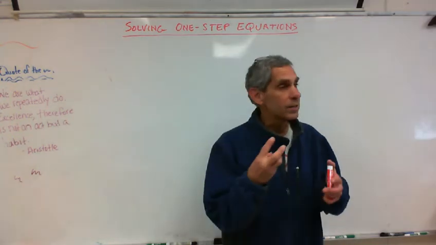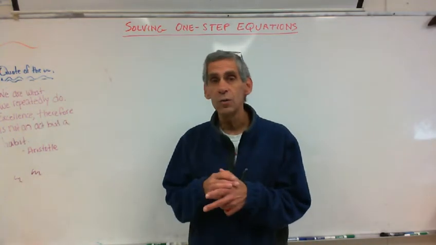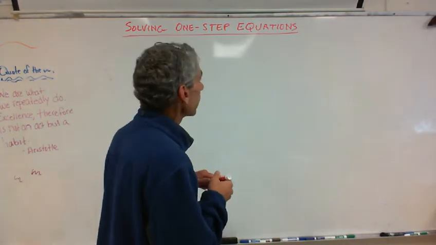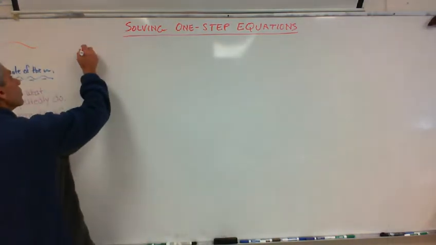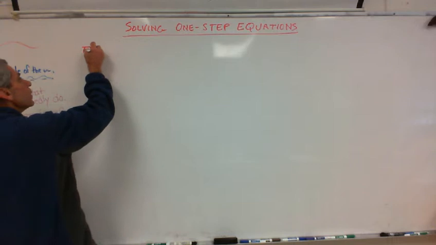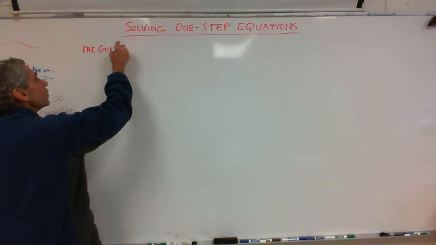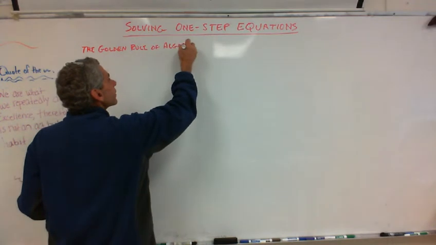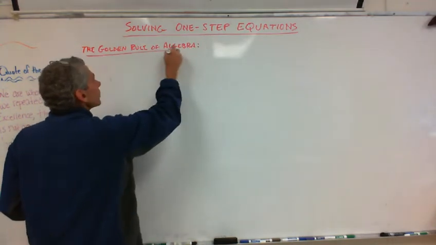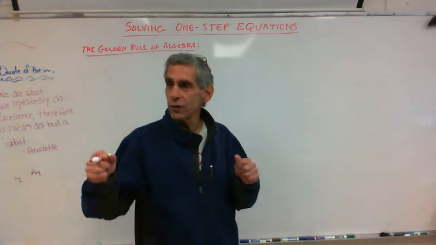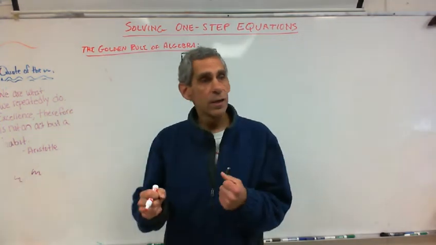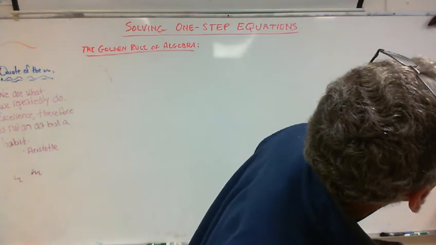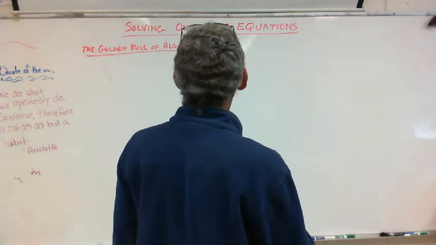So, solving one-step equations. Now there's three types of equations you might see, but before I even get into that, we have to look at one thing, and it's called the golden rule of algebra. This is such an important rule. You will be living with this rule for the rest of your life. What does it say? Do unto one side of the equation as you would do unto the other.